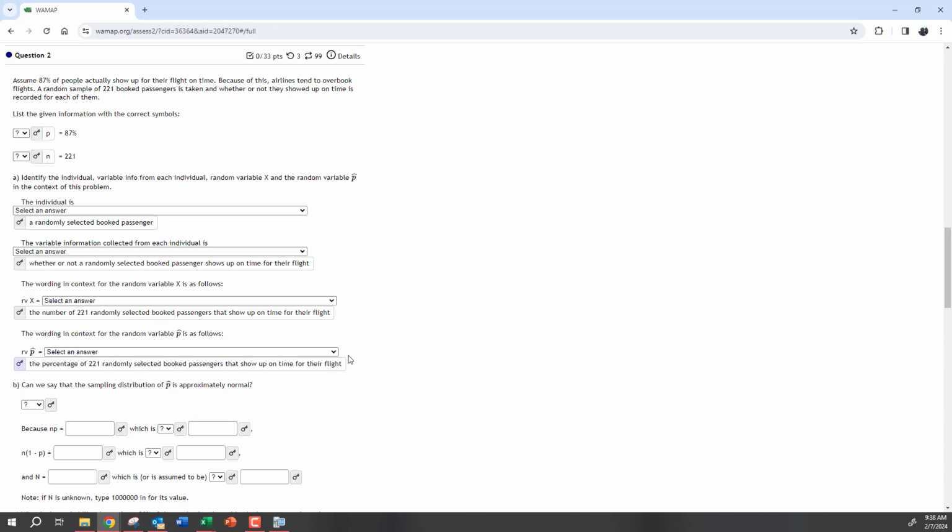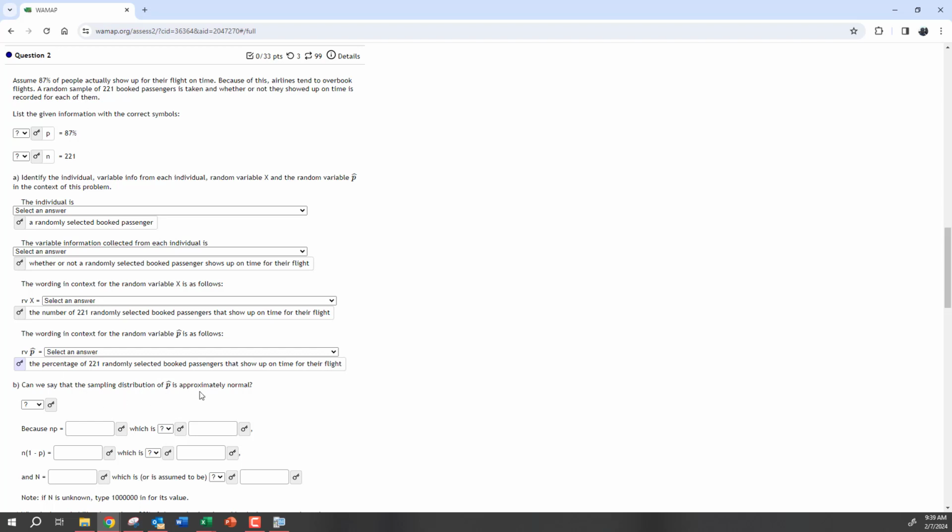Okay, and then how would we describe the p hat? Well, it's the percentage of our sample that show up on time, whereas up here, p without the hat, just regular p, which we often actually use the Greek letter rho for, by the way, which looks like a p, is the percentage of all passengers that show up on time. And then the p hat is something that we compute from just our sample, which might not be 87%. That is the percentage of the 221 randomly selected passengers that showed up on time. So it's our sample statistic that we're going to see if it matches the population parameter of 87%.